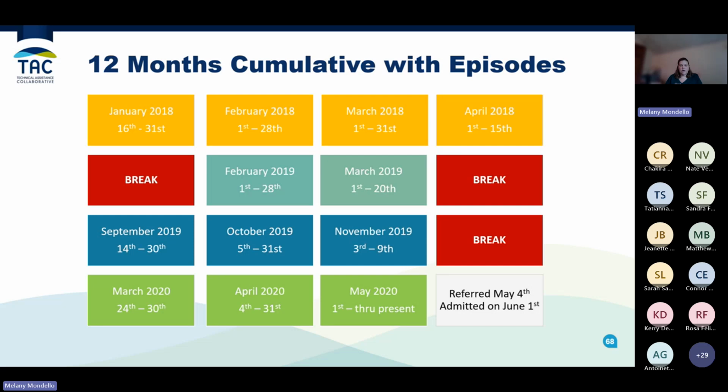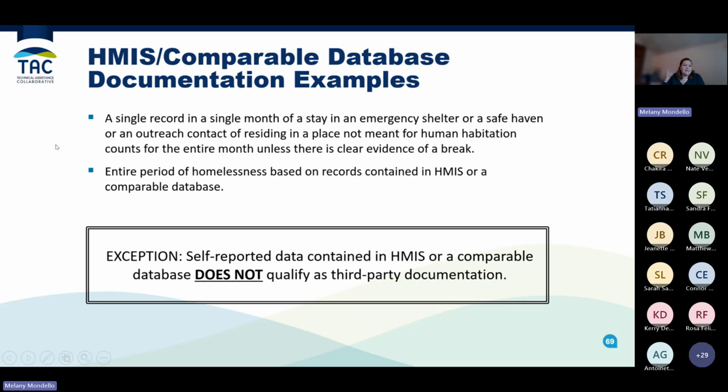But it's really important to know that filling out that cover sheet that has a summary of the 12 months is not third party. You have to have backup documents if you have a cover sheet that explains what the homeless situation is, and that would be whether you're doing chronic homelessness or not. You can't just write a cover sheet that says, I know this. You have to have backup documentation to it, if you have a summary sheet.